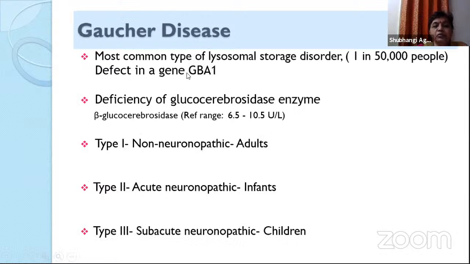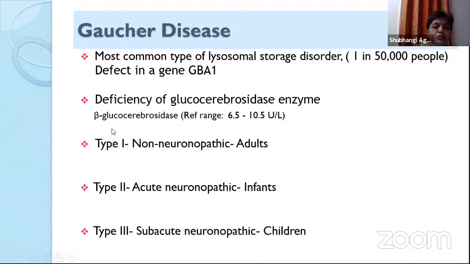Coming to Gaucher disease, which is the most common type of lysosomal disorder, it is caused due to a defect in the gene GBA1. The defect in GBA1 leads to deficiency of the glucocerebrosidase enzyme, which is important in the metabolism of the glucocerebrosides in the cells. This enzyme is present in the lysosome, and that is why all these disorders are also known as lysosomal disorders.